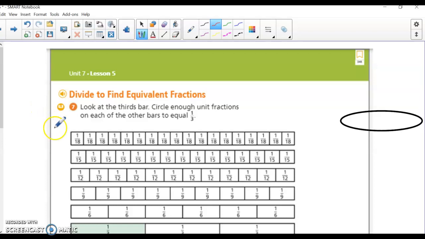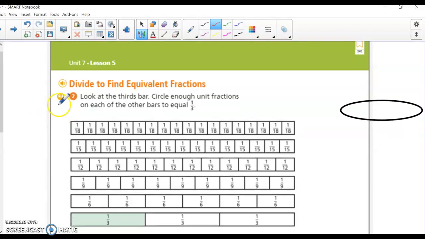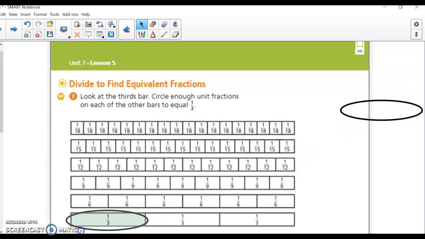So turn the page, and it says look at the thirds bar. Circle enough unit fractions on each of the other bars to equal 1/3. Oh, okay. So I see 1/3 down here. Well, I'm going to circle the same amount. So if that was 1/3, 1/3 is the same as 2/6. Now let's circle ninths. How many ninths?